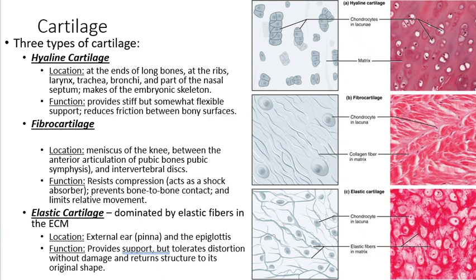The general function for all cartilage types is support and resisting compression. Fibrocartilage probably does the best at resisting compression and acting as a shock absorber, and it's great at preventing bone-to-bone contact. Hyaline cartilage is a little bit better at reducing friction between bony surfaces as they rub together, and is more flexible than fibrocartilage. And then elastic cartilage is the most flexible because of its elastic fibers, so it's great for support, but it really can tolerate that distortion without being damaged, so it can return a structure to its original shape. Just think about bending your ear. It goes right back to how it looked before you bent it.